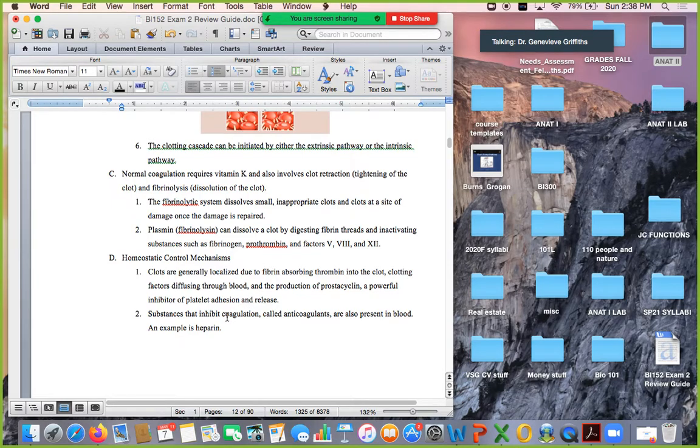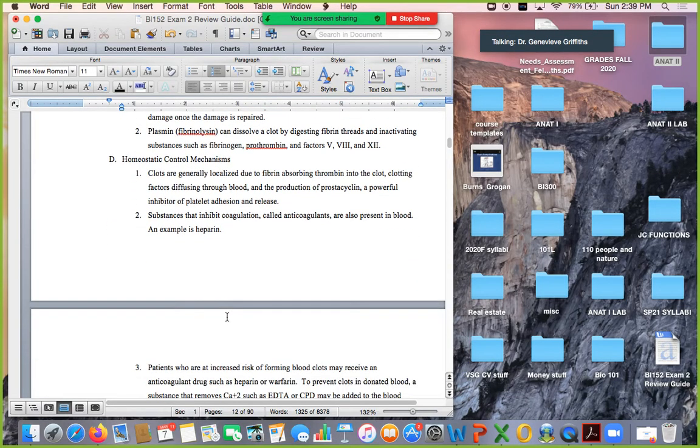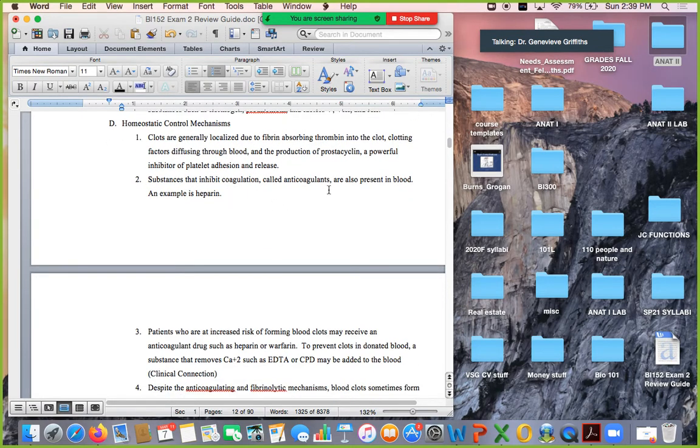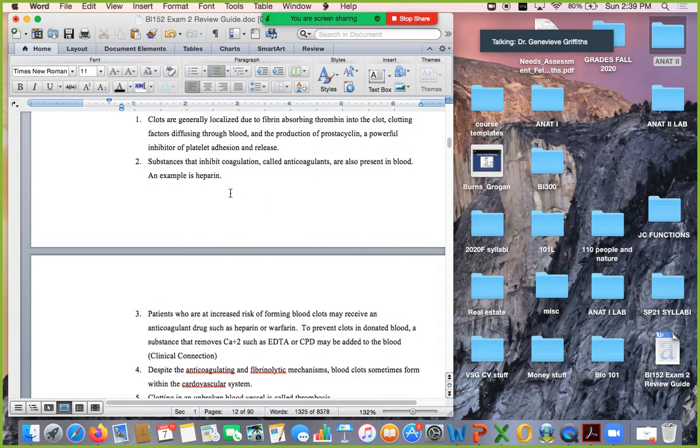So if we inactivate the factors that are maintaining the clotting, then we can focus more on the clotting itself. All right, so clots are going to be generally localized due to fibrin absorbing thrombin in the clot, the clotting factors diffusing through the blood, and the production of what's called prostacyclin. And this is going to be an inhibitor of the adhesion of the platelets, and it's going to allow it to release. Things that are going to inhibit coagulation are called anticoagulants, and I just talked about one being present in the blood. An example of that is heparin, right, which we just spoke about previously.